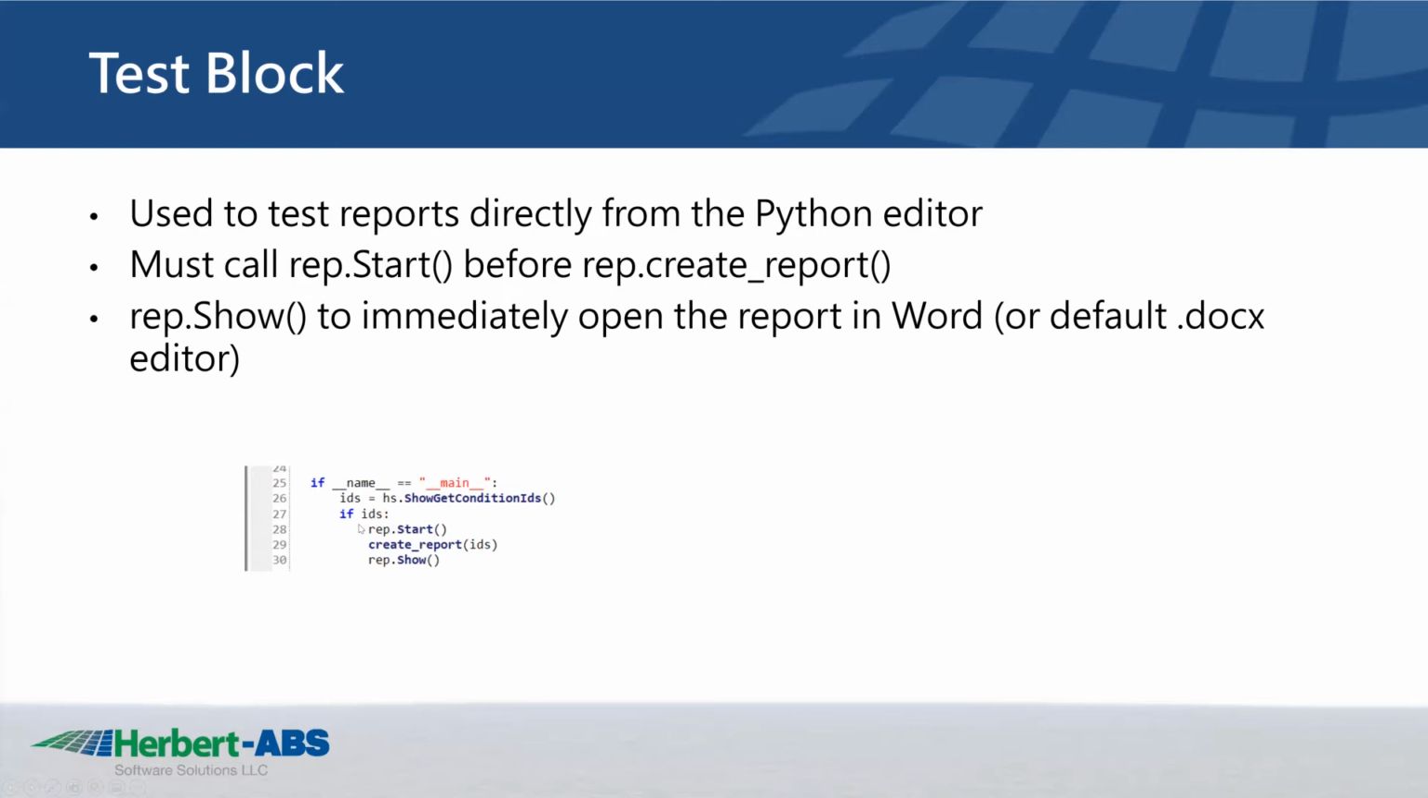We're saying if the list is essentially not empty, we want to start our report, which is important for any of our reports. Then we call that create report method to add on to the report with all the paragraphs and tables. And then this final line here, rec.show, actually saves out a temporary version of the document and opens it in Word or whatever your default docx editor is.